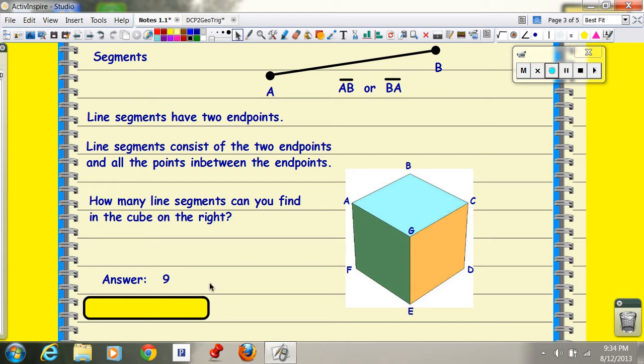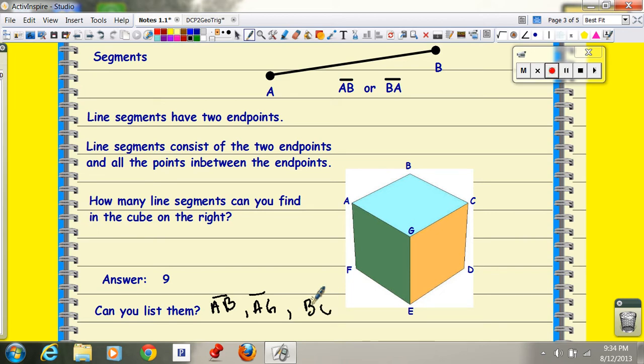The answer is 9. Can we list them? Alright, let's see if we can list them all. Segment AB, one of them. Segment AG is another one. Segment BC is a third one. Segment CG is a fourth one.